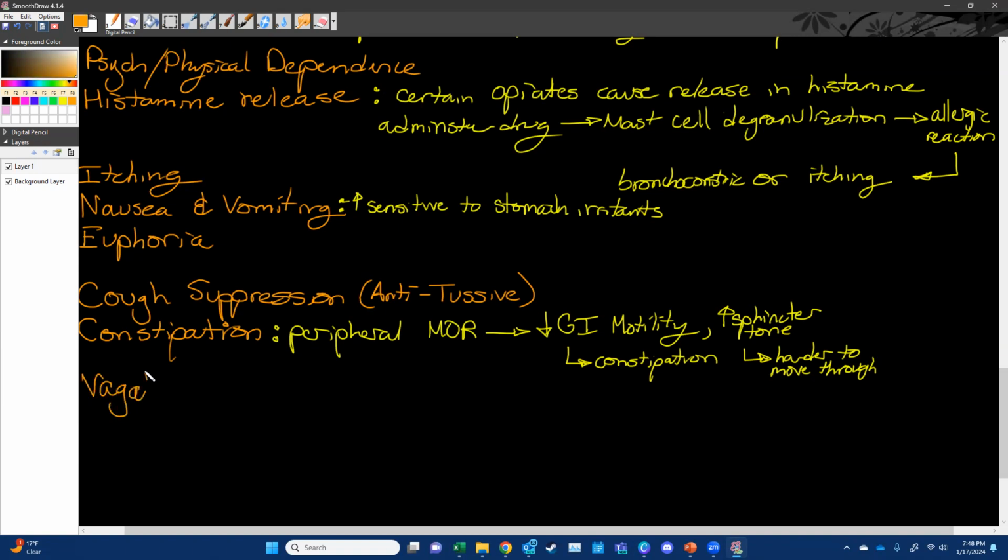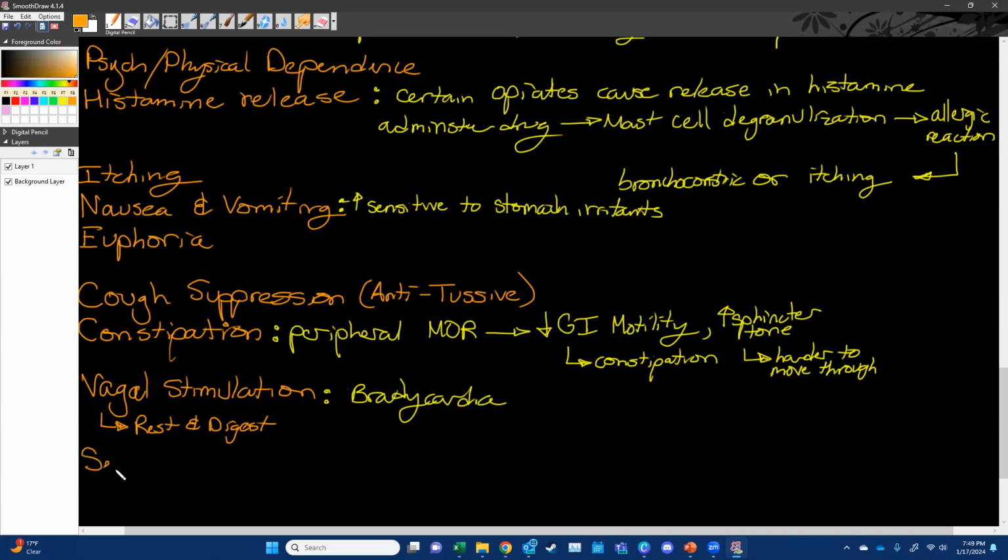V is for vagal stimulation. And if you remember, vagal is rest and digest. Specifically, we are talking about its effect on the heart. And so this is going to cause significant bradycardia. Essentially, what ends up happening is that the body is saying, great, we're just going to chill out for a while, and we don't need to worry at all. And so you end up getting pretty significant bradycardia.